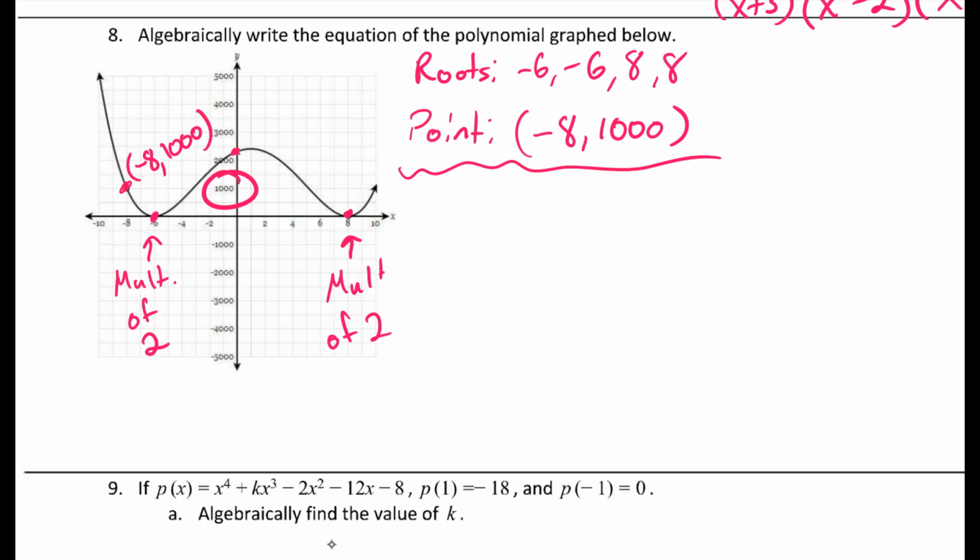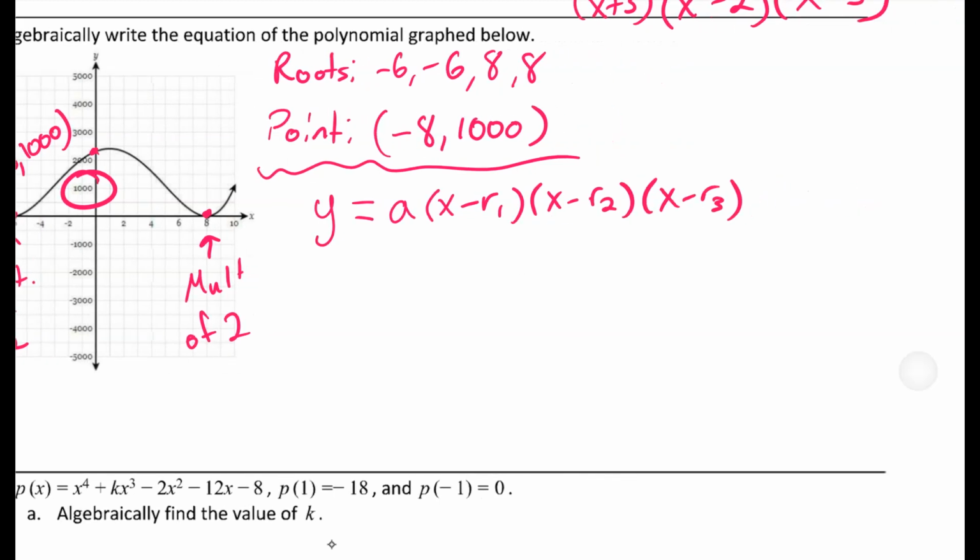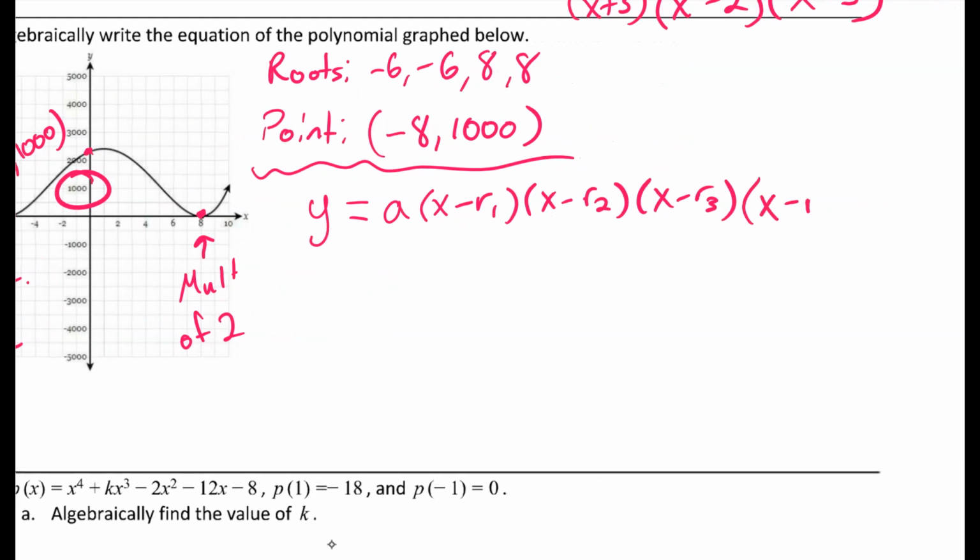And I'm going to write the equation by using root form. Now, this is degree 4 because there's 2 bounces, so there should be 4 roots altogether. So my root form should look something like this, right? If it was quadratic, it would have 2. If it was a cubic, it would have 3, but since this is a quartic or a 4th degree, it will have 4 roots. And the only piece of information we don't have yet is a.